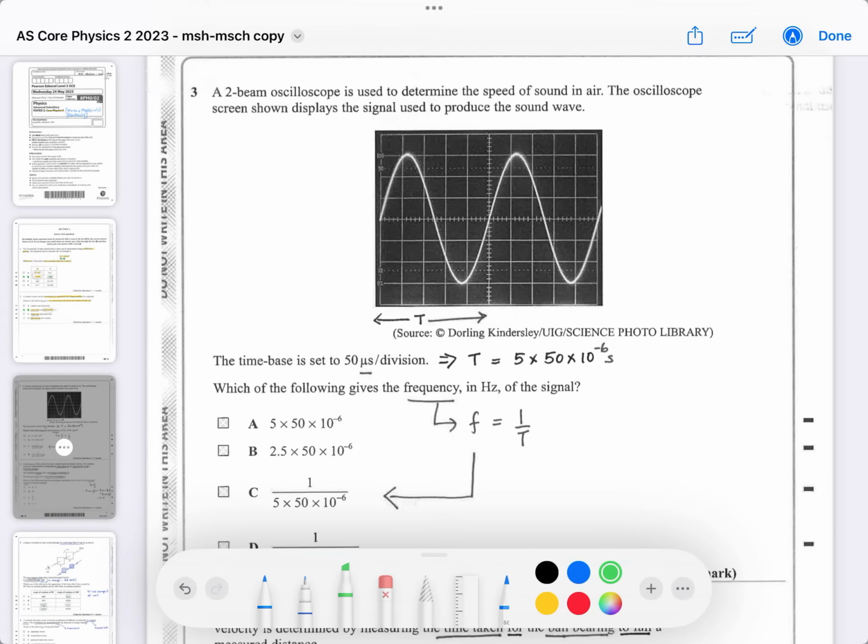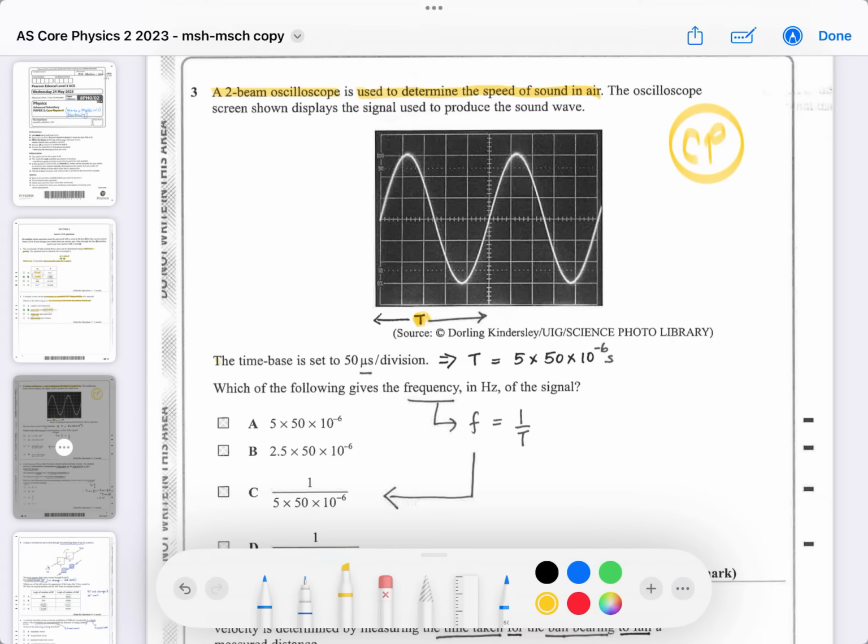Question 3 is about a dual beam oscilloscope. They call it a 2-beam oscilloscope. It's used in a core practical to determine the speed of sound in air. So this is another core practical, so you need to be familiar with how to use it. The oscilloscope's screen shown displays the signal used to produce the sound wave. So on the x-axis is time, and you can see here the period for a complete wave is half of the screen. So you can see 2 complete waves on the screen.